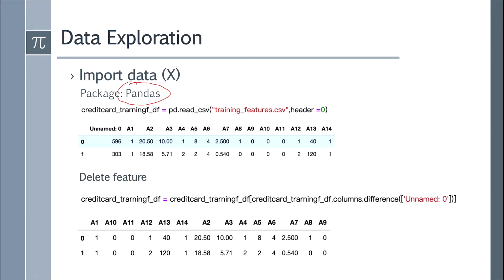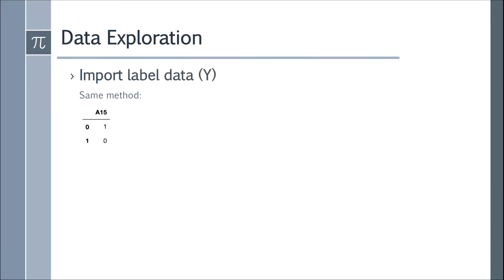To delete the features, we could use the function difference, and we can get the data frame like that. In fact, the data set has been processed before, so we don't have to delete other data or other features in this step. And we got the training features. The other data set we need to get is the training label. We use the same method as before, and the data frame we got is like this.